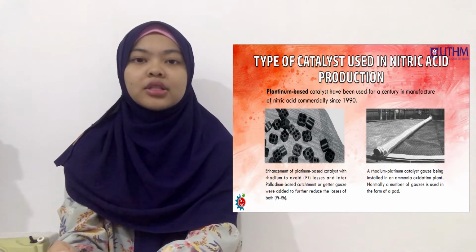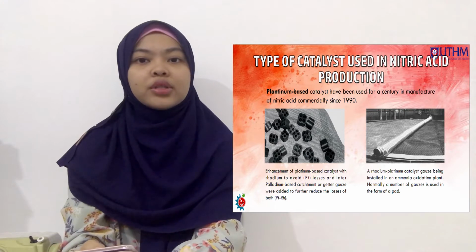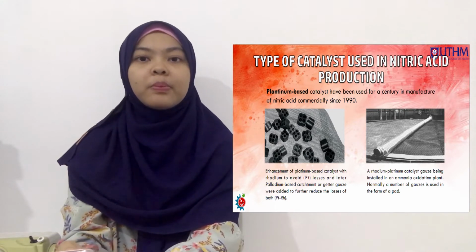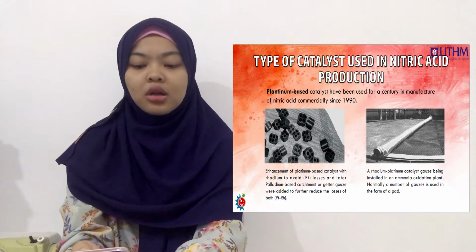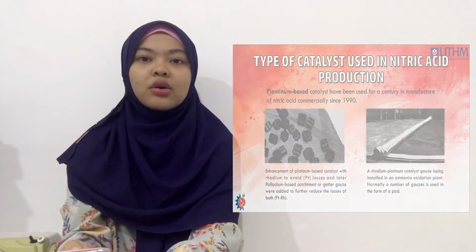Next to the metal gauze image is a picture of rhodium and platinum gauzes being installed in an ammonia oxidation plant. Normally, a number of gauzes are used in the form of a pad.